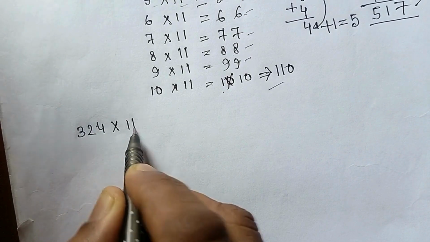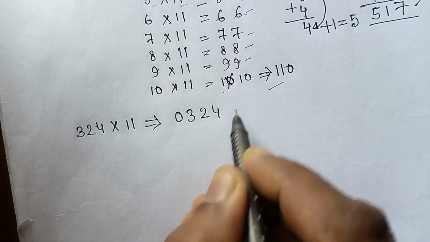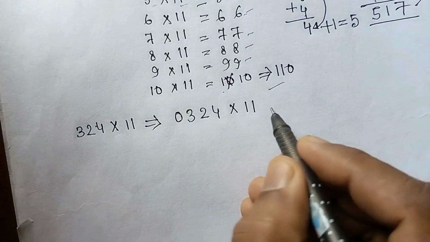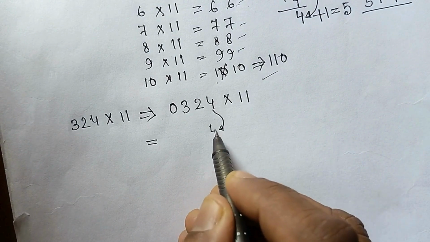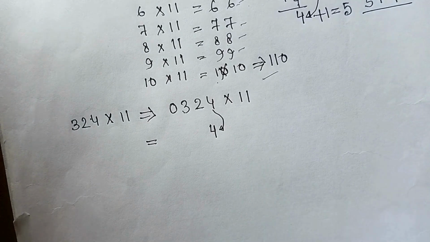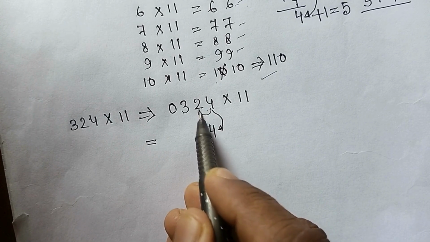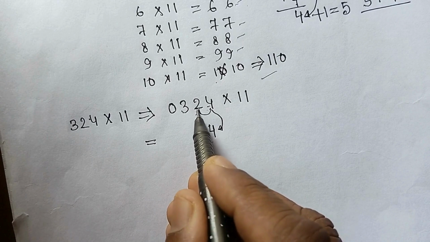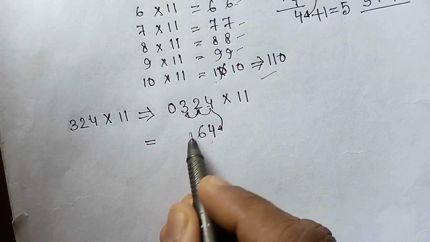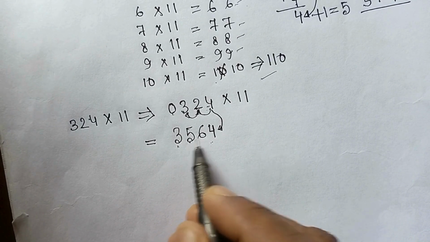If you want to multiply 324 by 11, we first write 0, 3, 2, 4 multiplied by 11. We have to start from the right side. First we write this 4. Now we add 4 and 2, and we get 6. Now if we add 2 and 3, we get 5. And if we add 0 and 3, we get 3. So the answer is 3564.